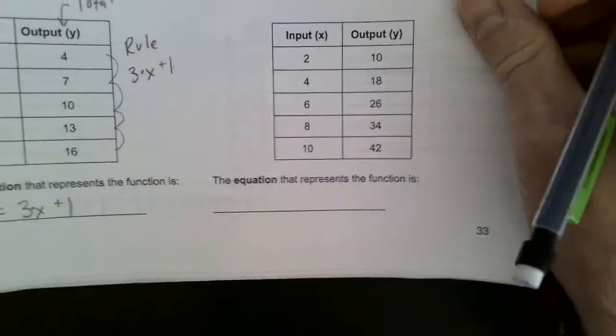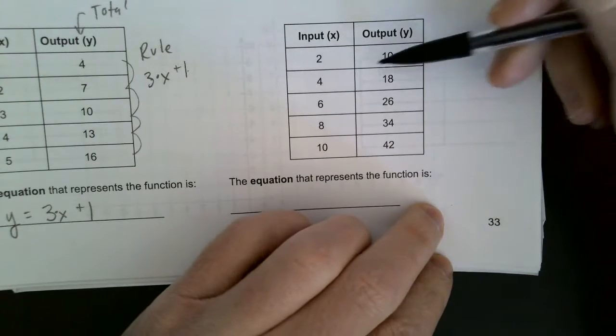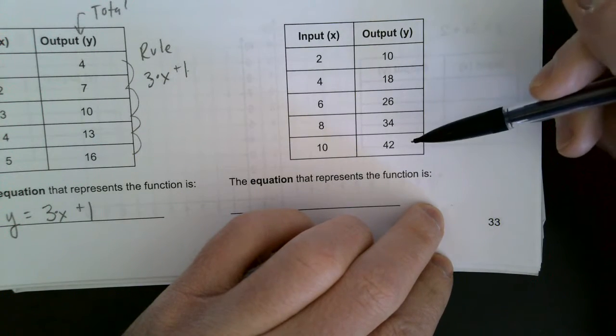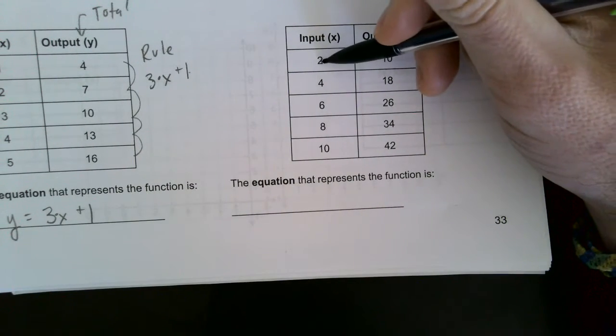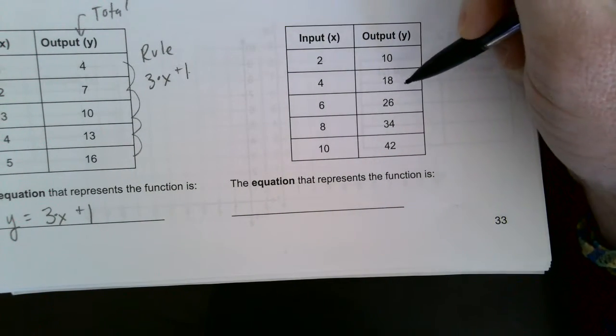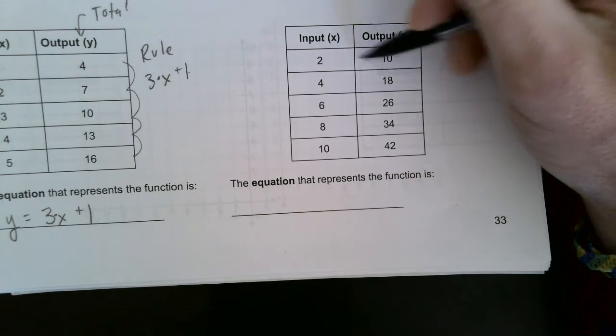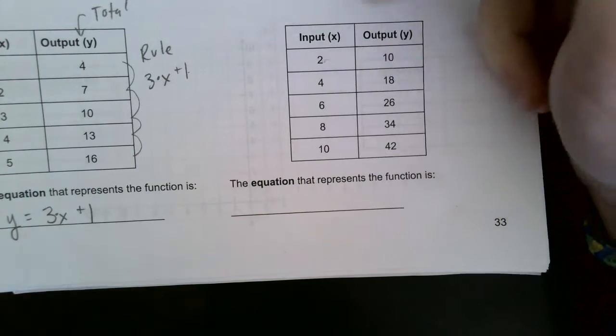Okie dokie. Let's try this one here. Same thing, it's going up by 2s. This is going up by 8s. Okay, let's see if we can try it in one step. Times 5, 2 times 5 is 10, 4 times 5 is not 18. You can't do add 8 either, that's not going to work.